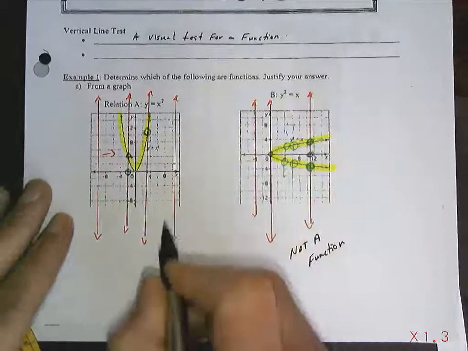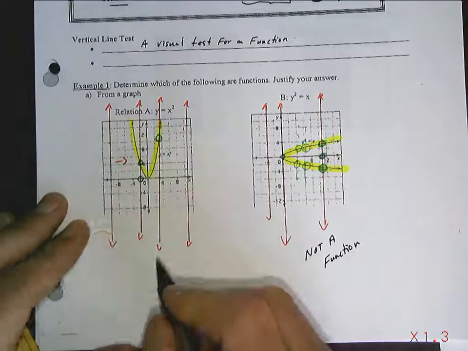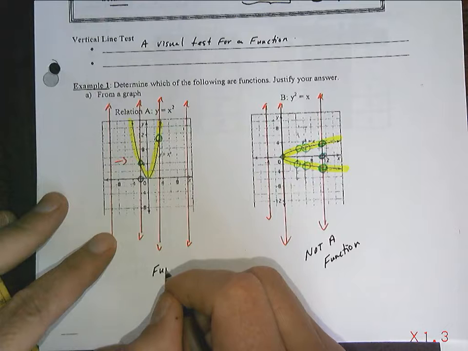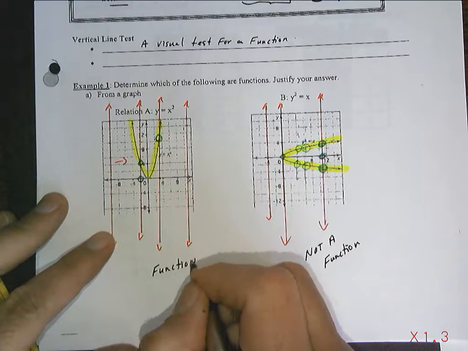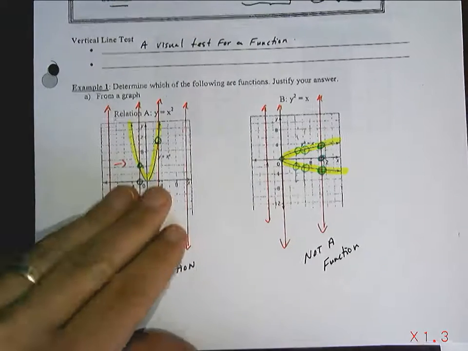This one, however, since the vertical line only touches it at 1 point all the way through the entire thing, this is a function. And we're just basically going to do that a bunch of times. So let's look over here.